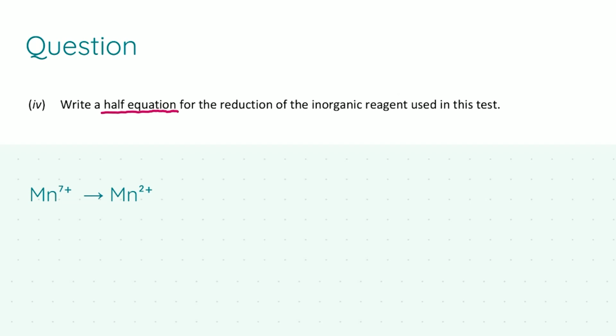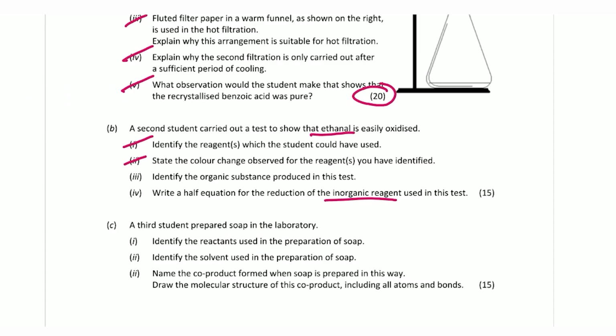So we got the 7+ to 2+. And for writing this half equation of the reduction of the manganese, in this case for our potassium permanganate, you received 3 marks. And that's the final part to part B, part 4. So now we have part B done. We did part 3 and part 4, and we got our 15 marks. Nice easy 15 marks to pick up. Again, just a few words here and there.